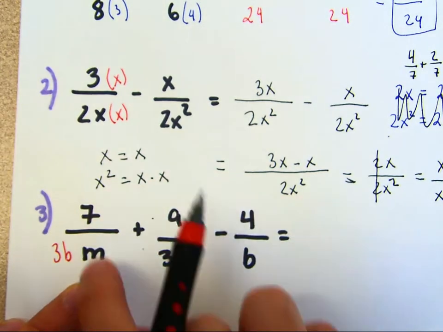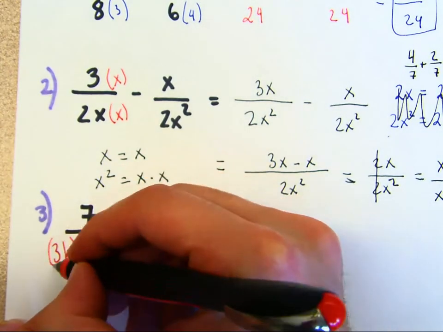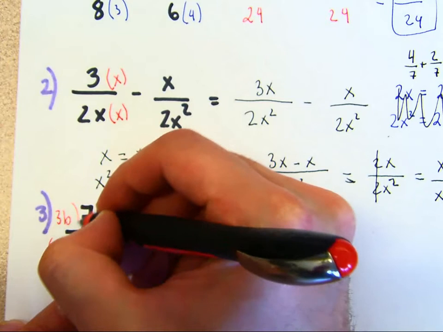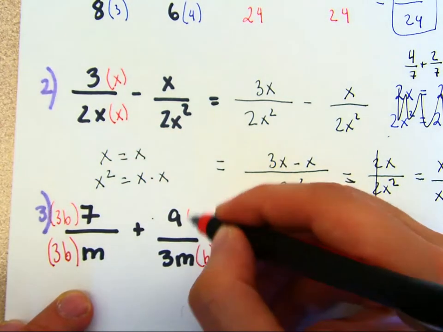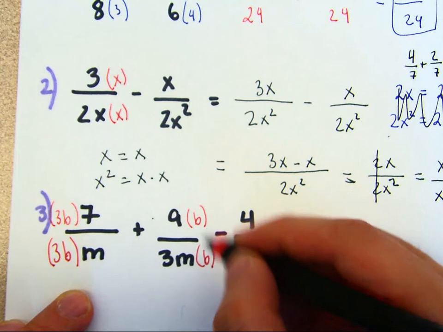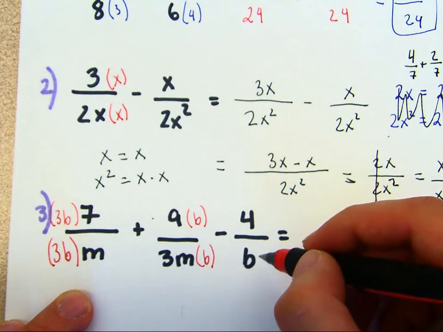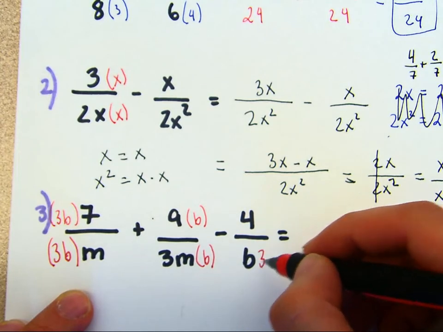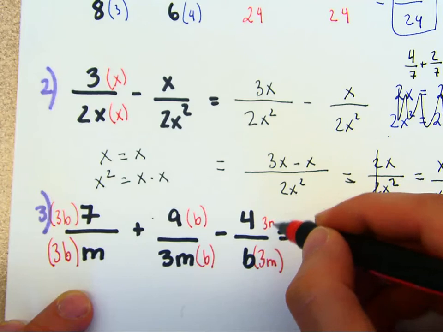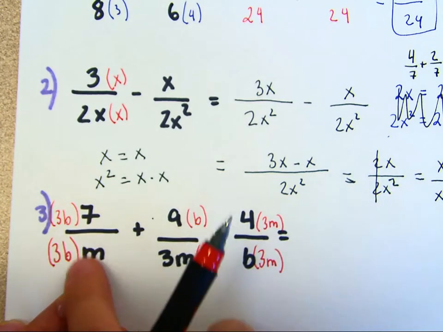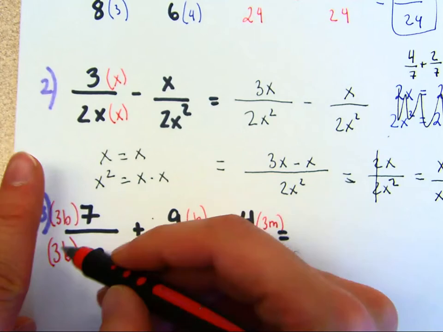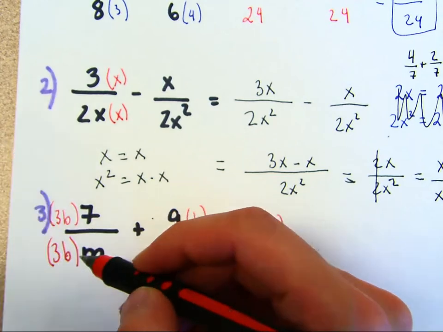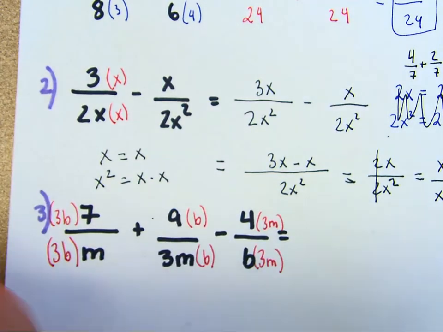So I'm going to multiply 3b to this one, and then I have to multiply 3b to this one up here. What is this missing? This is just missing a b. So I'm going to multiply b and b to the top of this one. And what is this missing? This is missing a 3m. So 3m. And notice, why am I allowed to do this? Remember, 3b divided by 3b is 1. So 1 times this gives you the same value. So here, what do I have?